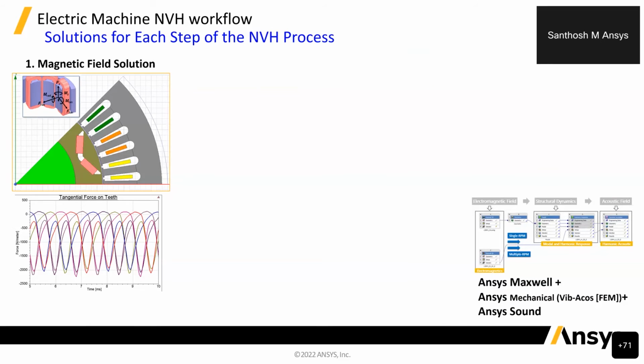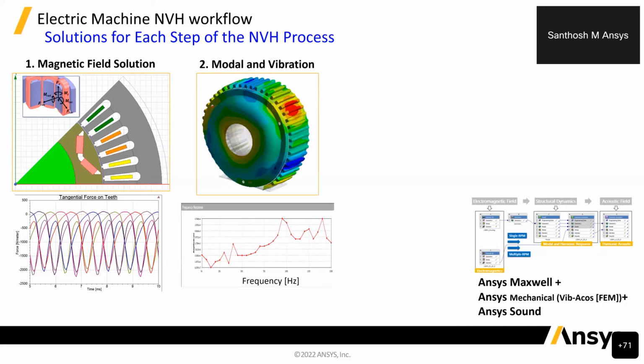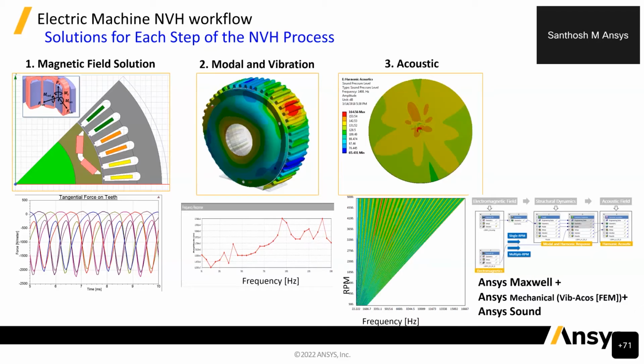We first start with doing a magnetic field simulation, where we will calculate what is the electromagnetic forces being produced between the stator and rotor. Then we transform those forces in a frequency domain to the structural vibration, where we will predict what's the vibration velocity of the structure. Then those vibrating velocities are imposed on the acoustic domain to calculate the sound radiated by the vibrating motor at various RPM at various frequency.